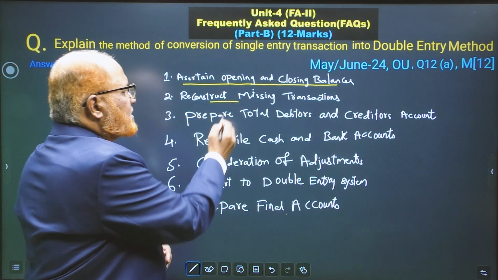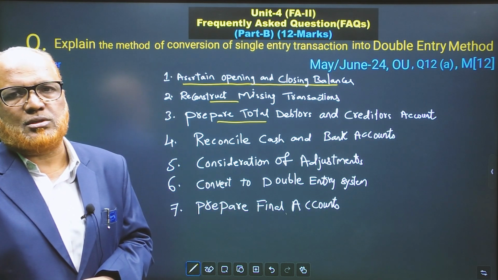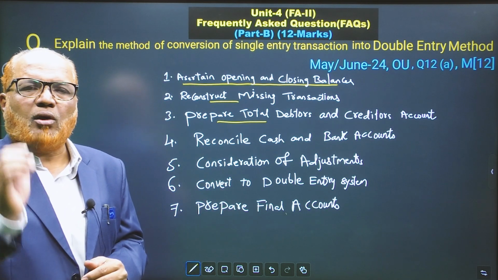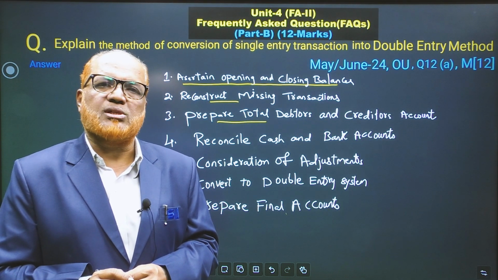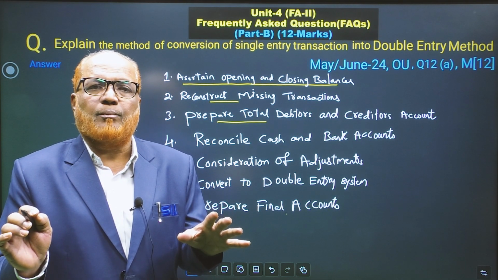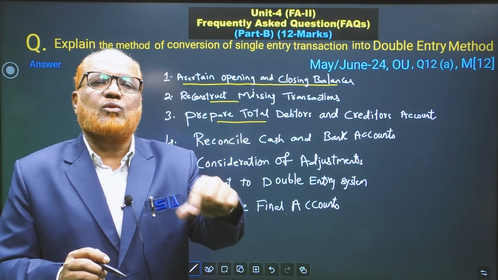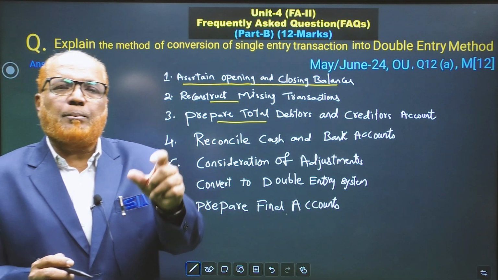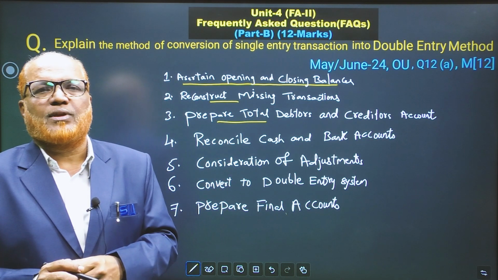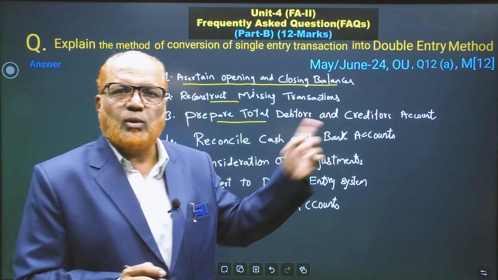Then the third one is to prepare the total debtors account and total creditors account. Why do we make them? In order to find out the credit sales and credit purchases, which will not be given in the problem. We have to prepare a total debtors account to find out the credit sales. We have to prepare the total creditors account to find out the credit purchases. So we need two accounts.